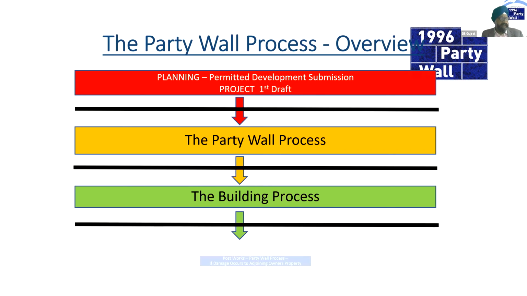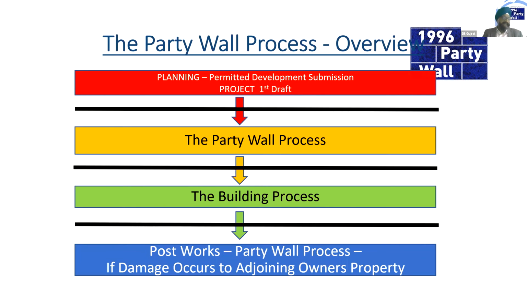Now, occasionally there's damage, and this is where the party wall process goes into the post-works process. That is within the Act, but it's a different process. So the award finishes at the building work being served, and then should there be damage, there's a whole other process in the Party Wall Act that we can go through.